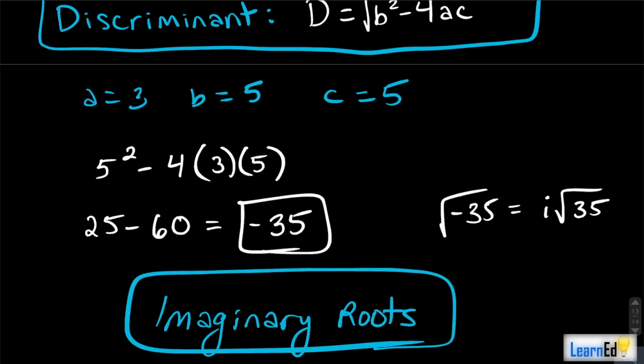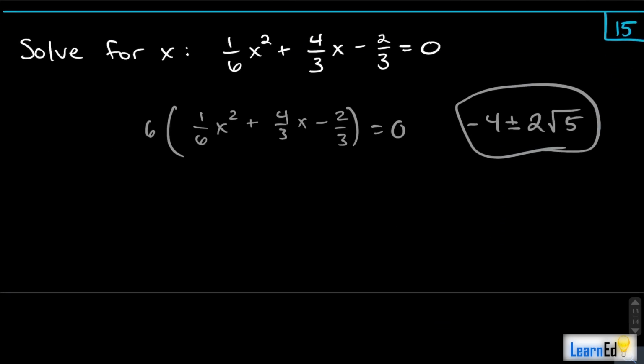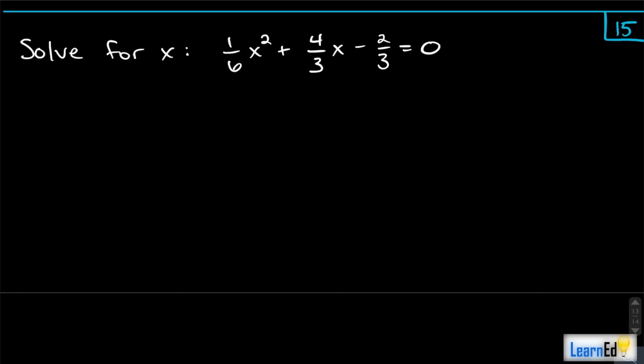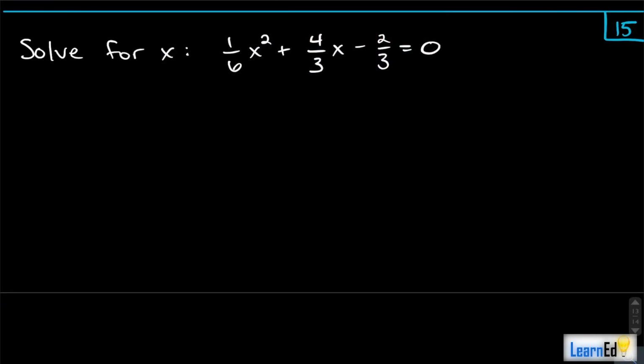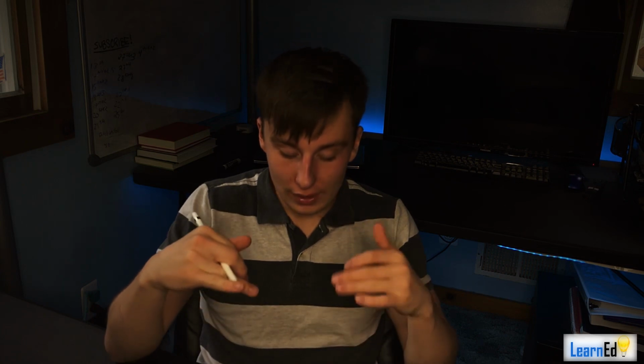Okay, moving on to question 15, and I already have the answer here. Darn it, forgot to erase it. All right, so we want to solve for x here. We have 1 over 6 x squared plus 4 over 3 x minus 2/3 equals 0. Now you probably already took a peek at how I ended up solving this. What I did was I multiplied everything by 6 here.